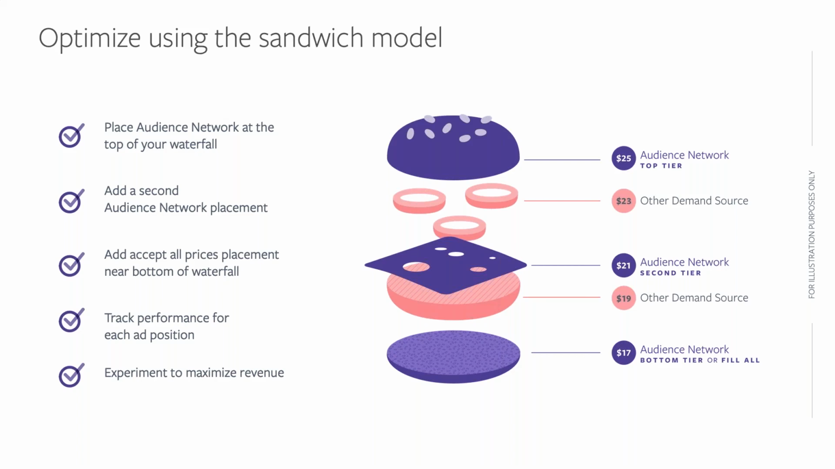Then we recommend that you track performance for a week and then tweak the different CPM targets in order to maximize revenue. This example shows a sandwich method with Audience Network being called 3 times, but you can use up to 5 CPM target placements within an ad space per format.